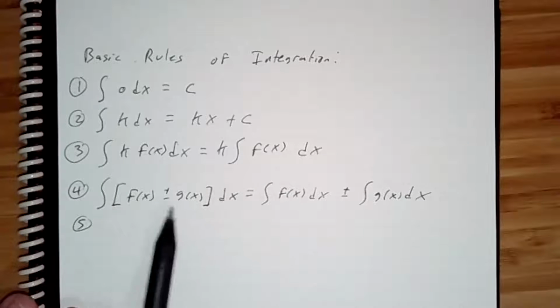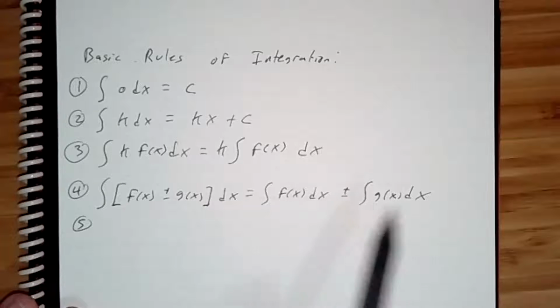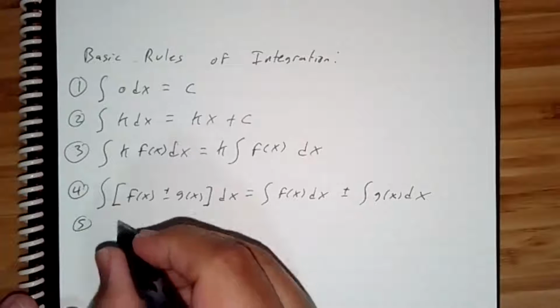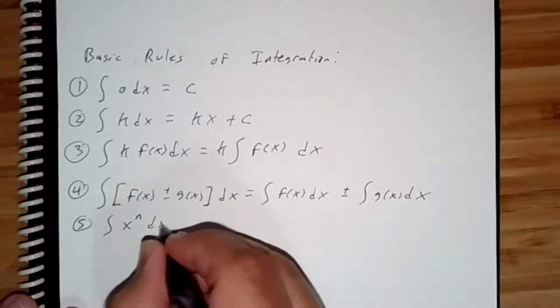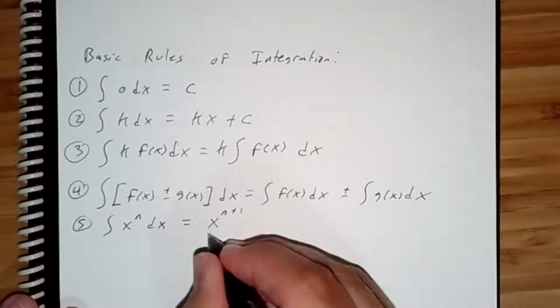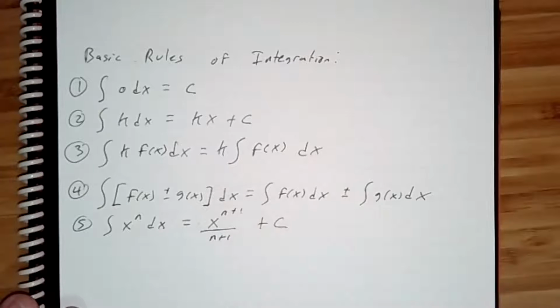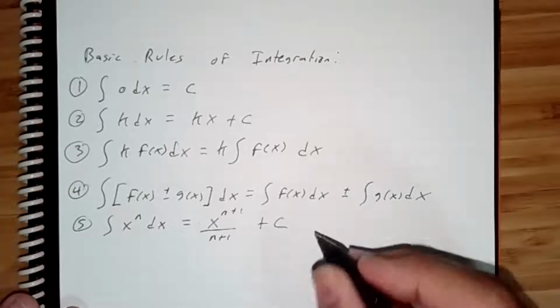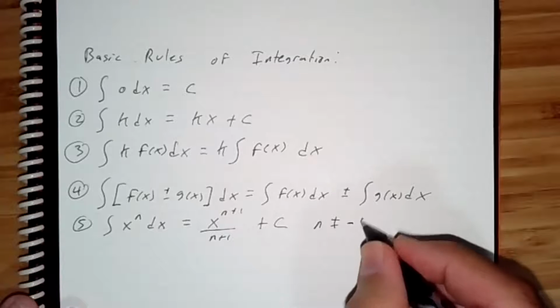Okay, this is just saying that you can separate and integrate separately. Number 5, if you have an integration of a power function, all you have to do is add 1 to the power and divide by that same number. But you always have to add your c. This is assuming that n is not equal to 1. Oh, I'm sorry, -1.